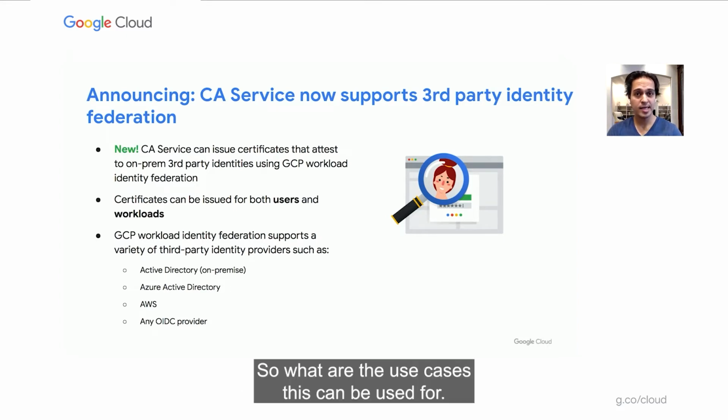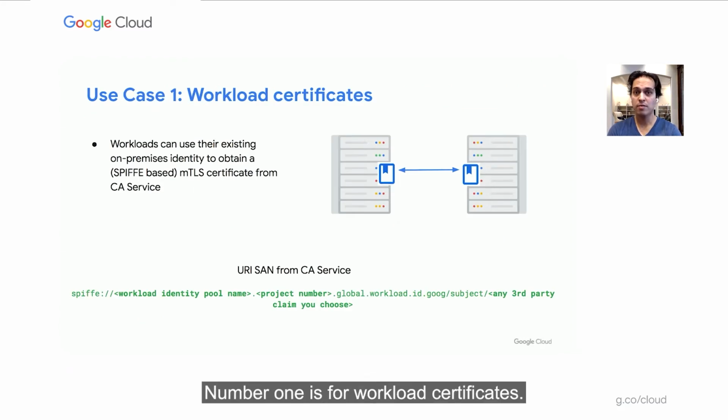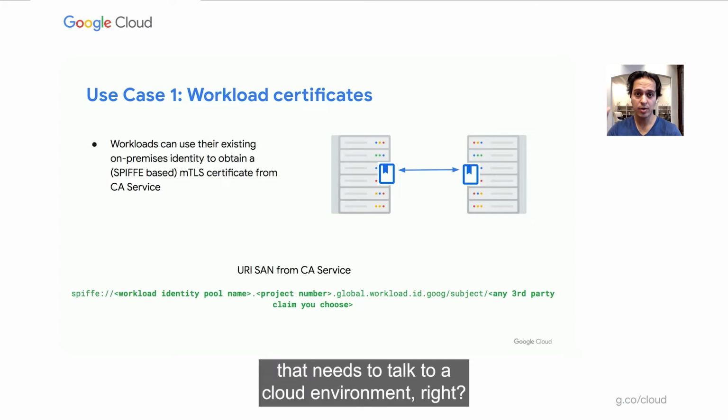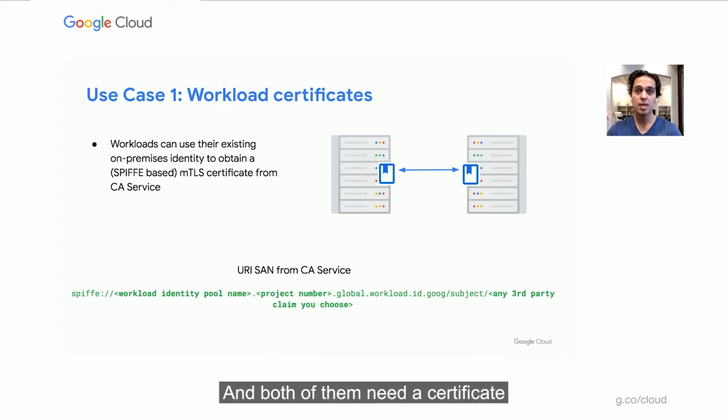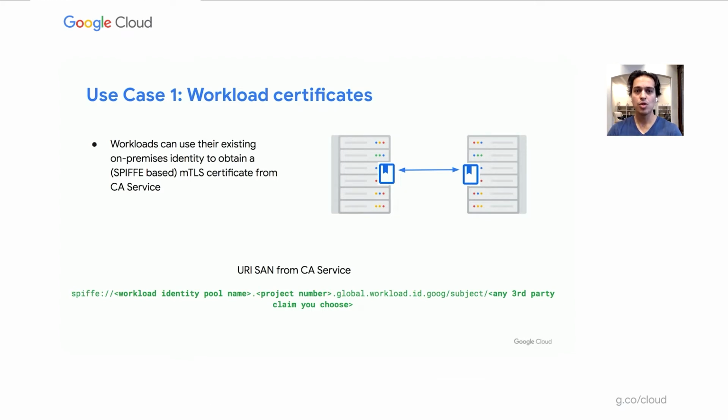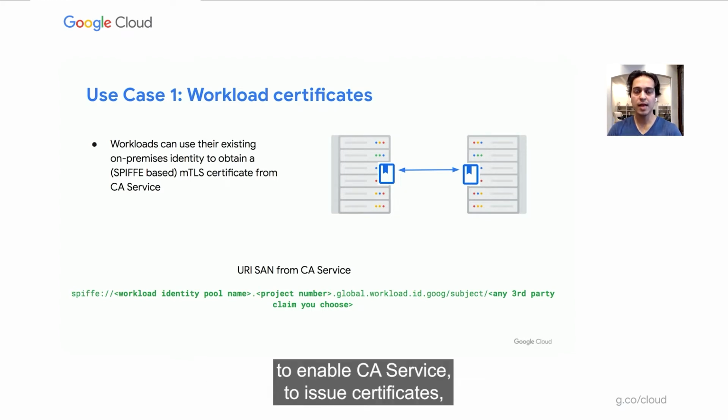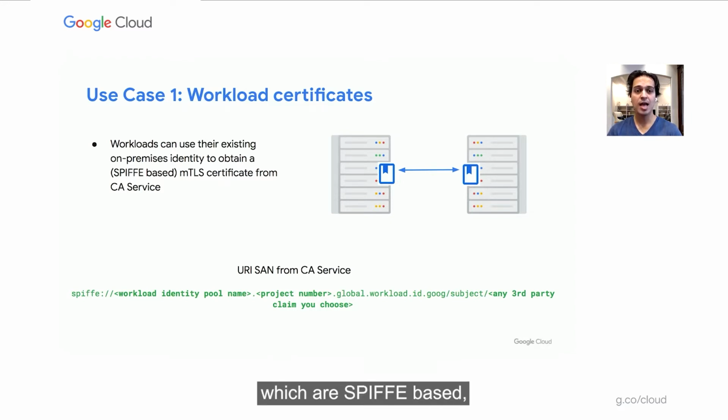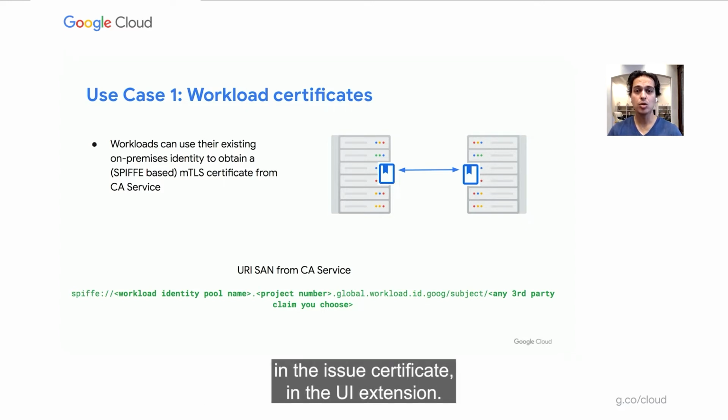So what are the use cases this can be used for? Number one is for workload certificates. Imagine you have an on-prem workload that needs to talk to a cloud environment, right? And both of them need a certificate to be able to authenticate to each other and later use that for a TLS connection. So with this feature, what you could do is enable CA service to issue such certificates, which are SPIFFE based, and the SPIFFE format will be included in the issued certificate in the URI extension.